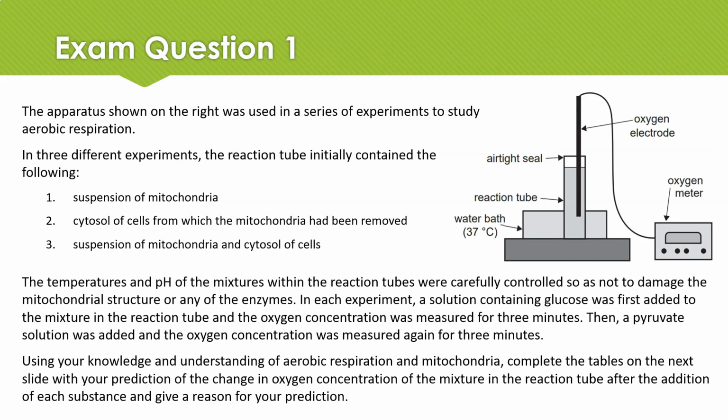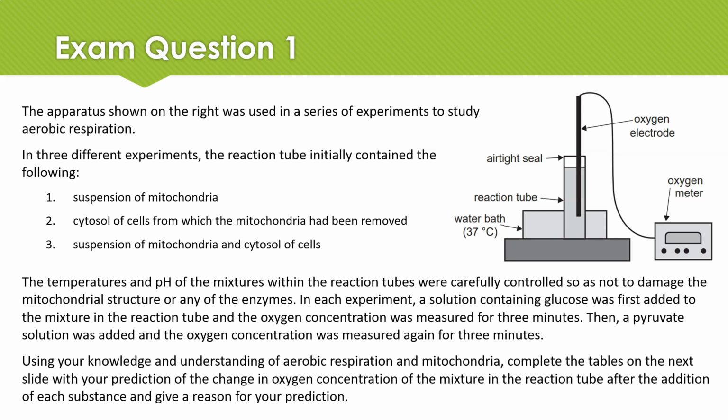This brings us to exam question 1. Exam question 1 says, the apparatus shown on the right was used in a series of experiments to study aerobic respiration. In 3 different experiments, the reaction tube initially contained the following: 1. Suspension of mitochondria, 2. Cytosol of cells from which the mitochondria had been removed, or 3. Suspension of mitochondria and cytosol of cells.